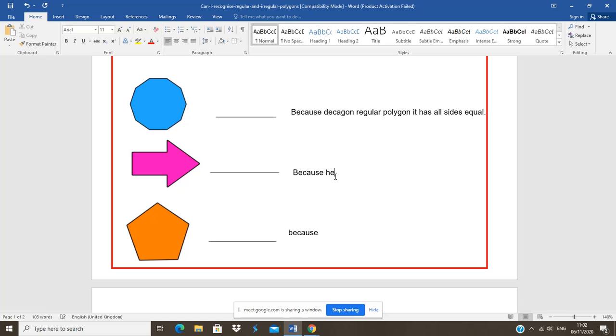Why is it a heptagon? How many sides does a heptagon have? 7. 7 sides, yes. Okay. Irregular polygon.